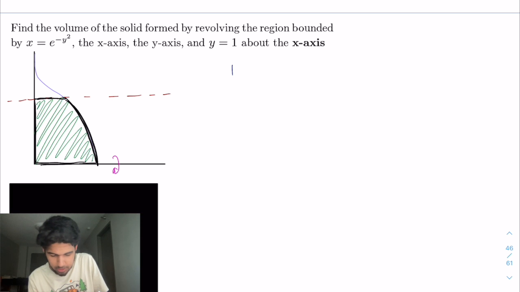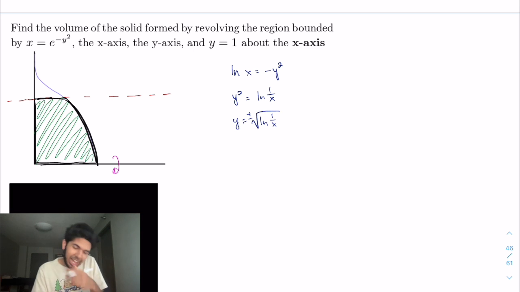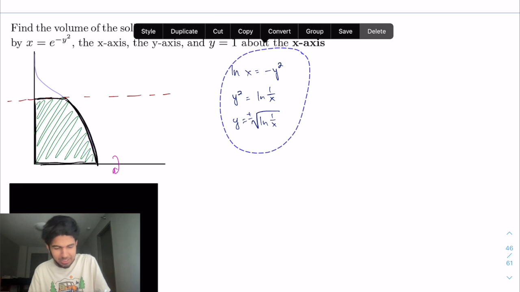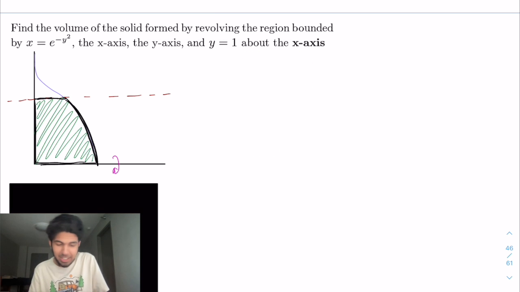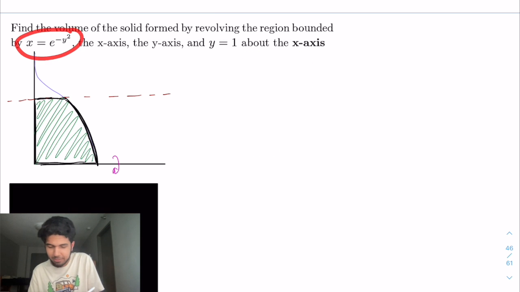So we have ln of x equals negative y squared, and then that means y squared is equal to ln of 1 over x, and then y equals plus or minus the square root of ln of 1 over x. Maybe you can do something with that, but that just seems a little bit nasty to me, and since we're talking about the shell method, why don't we do it? So we're thinking of using the shell method, and that'll be nice because we already have this here.